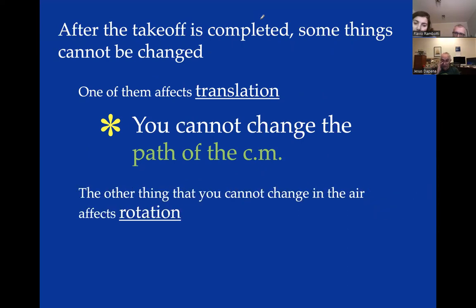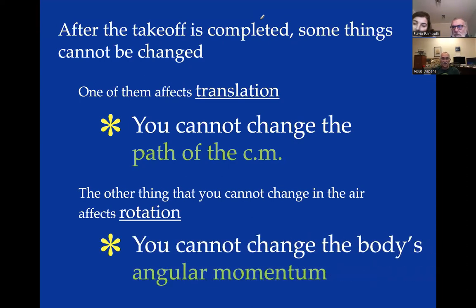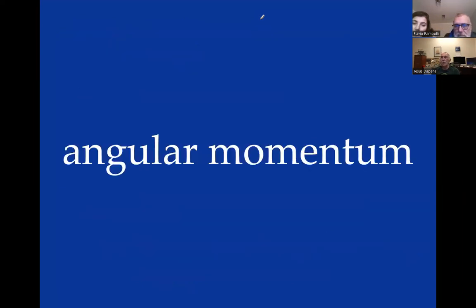The other thing that you cannot change in the air affects rotation. And what you cannot change is this. You cannot change the body's angular momentum. So we need to talk a little bit about angular momentum. What is that? Angular momentum is a mechanical factor that makes you rotate. If you have a lot of angular momentum, you tend to rotate fast. If you have very little angular momentum, you tend to rotate more slowly. If your angular momentum is clockwise, your body will rotate clockwise.